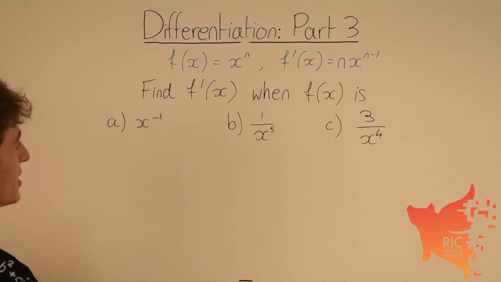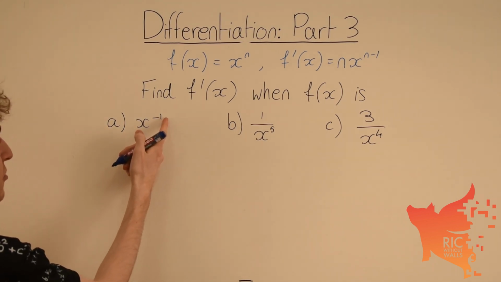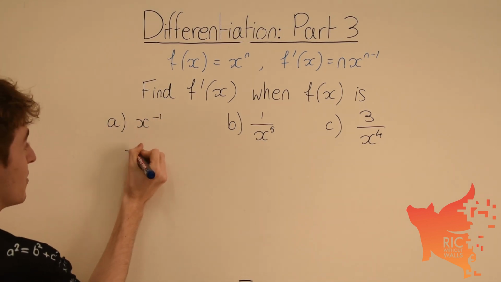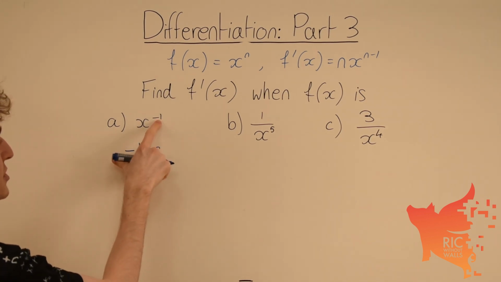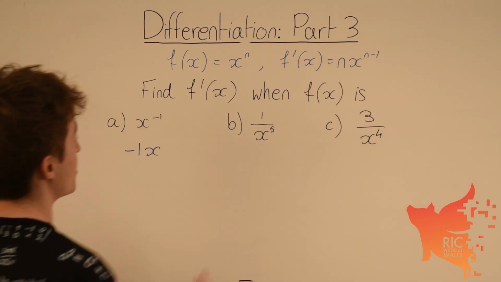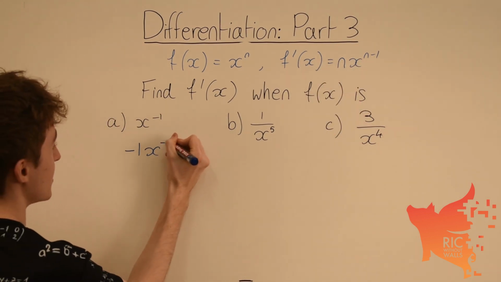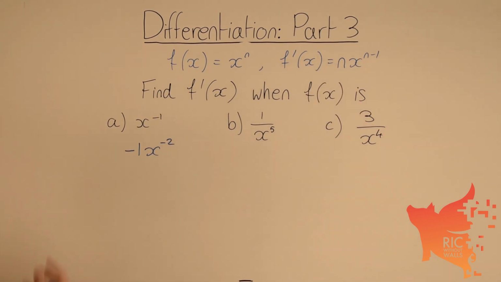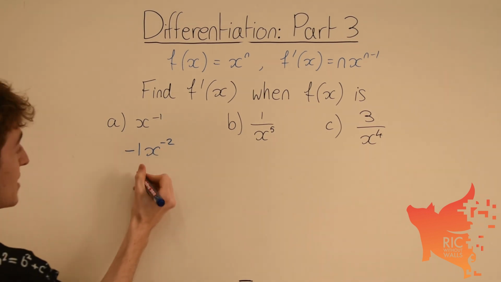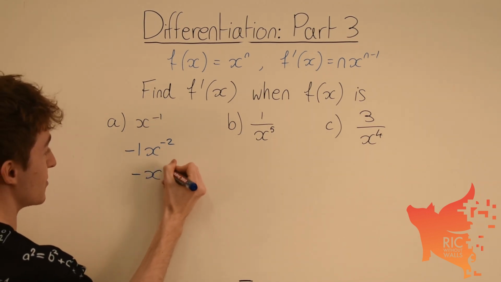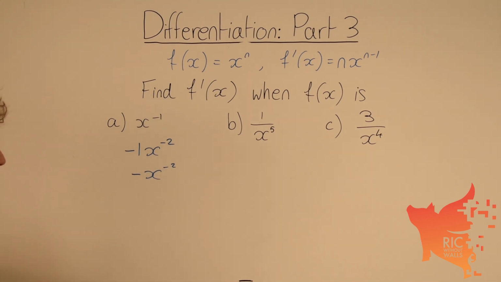So if we use this rule here, we're going to bring the power of x, which is minus 1, in front of x, so it's going to be minus 1x, to the power of minus 1 minus 1, which is minus 2. So the power of x here is minus 2. Okay, so we've differentiated it, but we can simplify this a little bit because we don't need to write the 1, because minus 1 times x to the minus 2 is just the same as minus x to the minus 2. So this is the final answer.